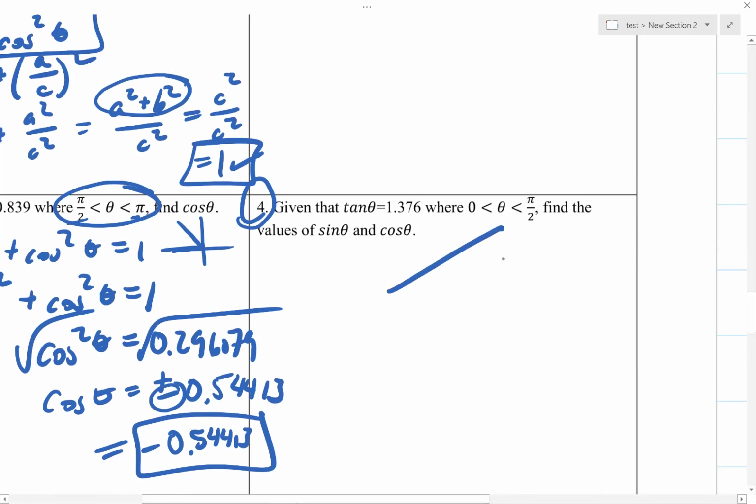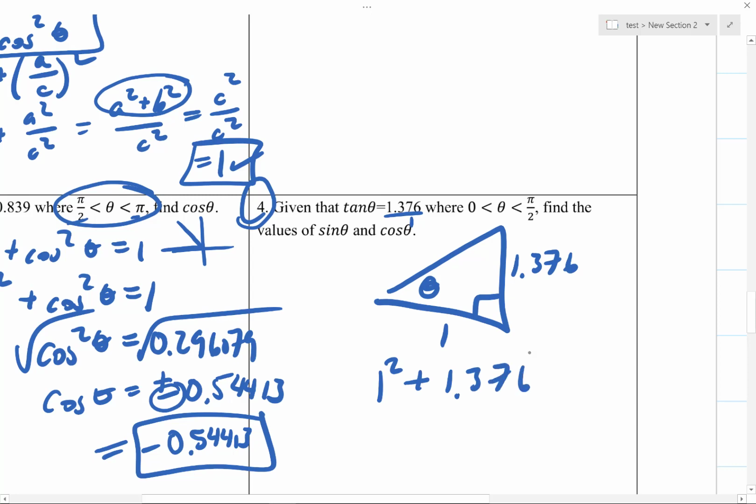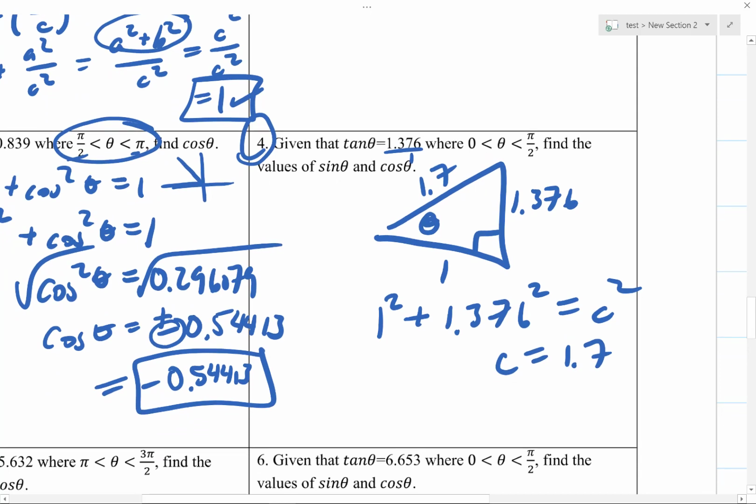So this one, I usually just, triangles are your friend, so just draw your own triangle and make the tangent be the opposite over the adjacent, and then grab the third side with the Pythagorean theorem: 1 squared plus 1.376 squared needs to be c squared. So if I take the square root of 1 squared plus 1.376 squared, I get that c is 1.7. And then I lucked out that I was in the first quadrant, so my triangle is in the first quadrant, everything's positive. And then I can get sine and cosine no problem.